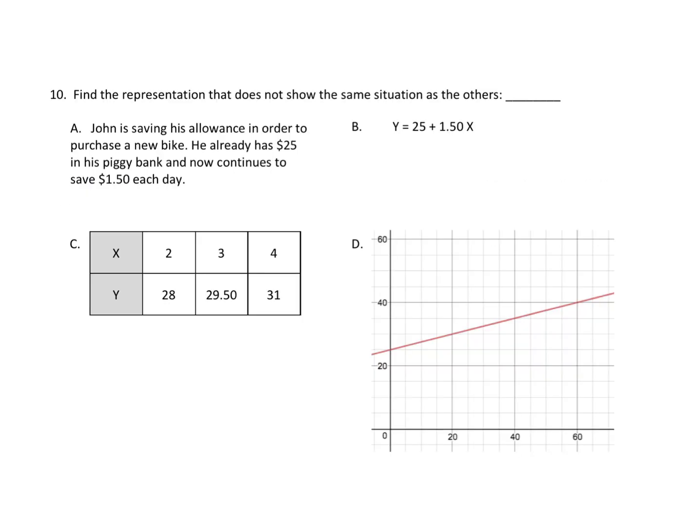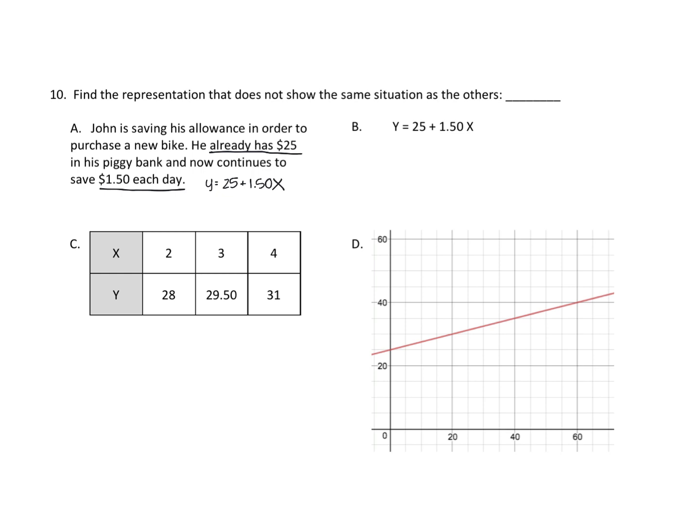Question 10 gives us 4 different representations, and we're trying to figure out which one does not fit because it doesn't show the same situation as the others. To do this, it helps to get them all into equation form. So when I look at answer choice A and I have this situation or word problem, we see that John already has $25 and continues to save $1.50 each day. So with this word problem, we're seeing y equals that 25 that he already had plus $1.50 each day.